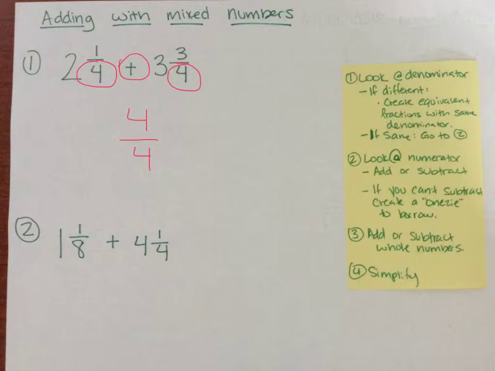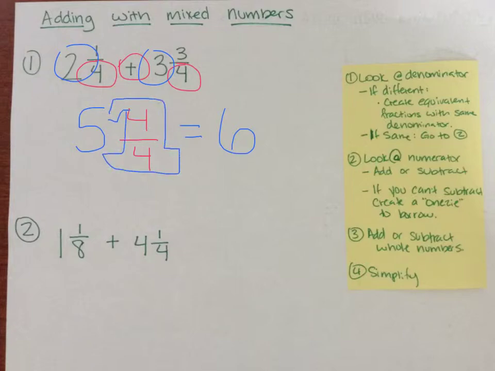Okay, now we're done with step 2. Now 3 says add or subtract our whole numbers. So we're going to add 2 plus 3, which is 5. So our answer is 5 4/4, but we're not quite done yet. We can actually simplify that. We talked about the other day that 4 over 4 is equal to 1. So this answer is going to be a whole 6. We can create our onesie. Remember, I'm really good at drawing the ones. A onesie over this, 5 plus 1 equals 6.